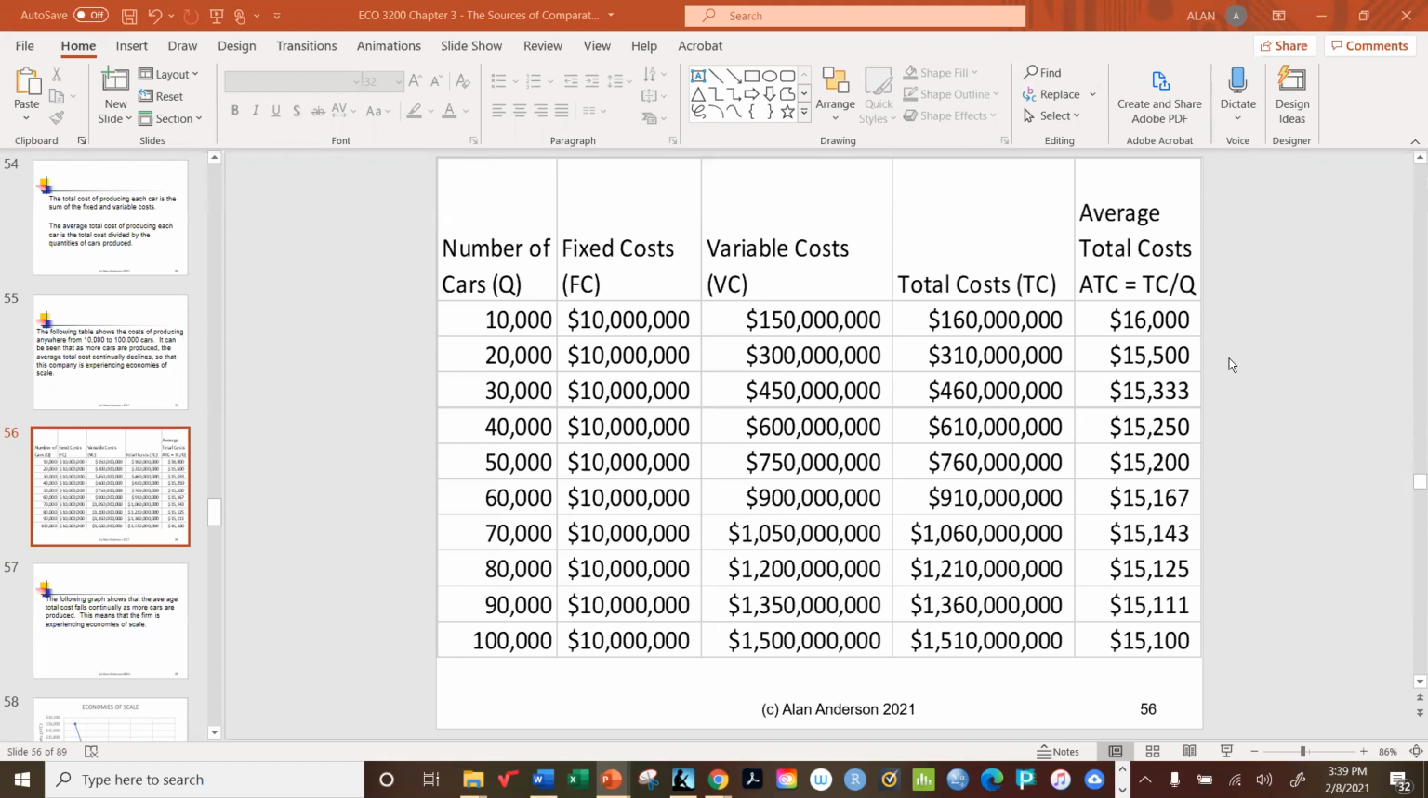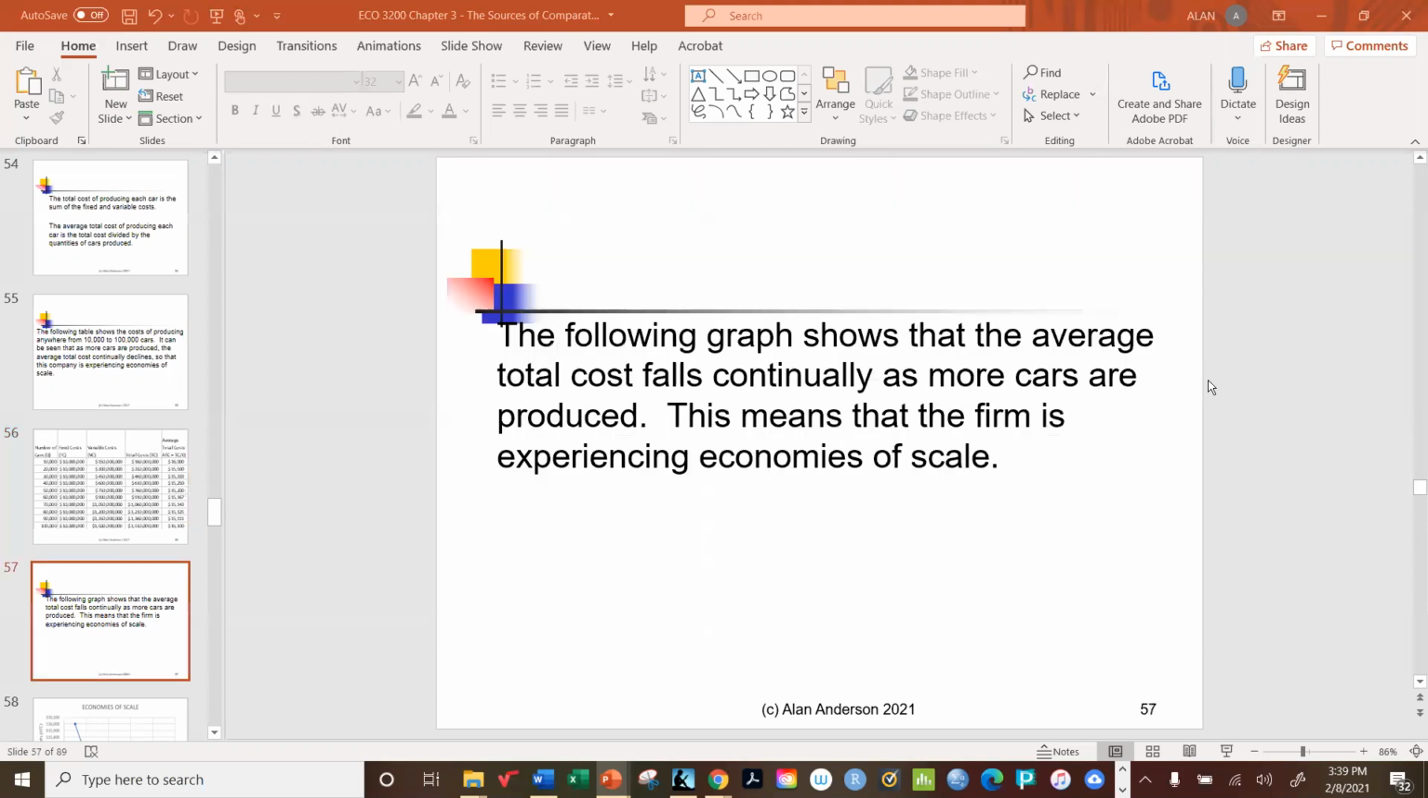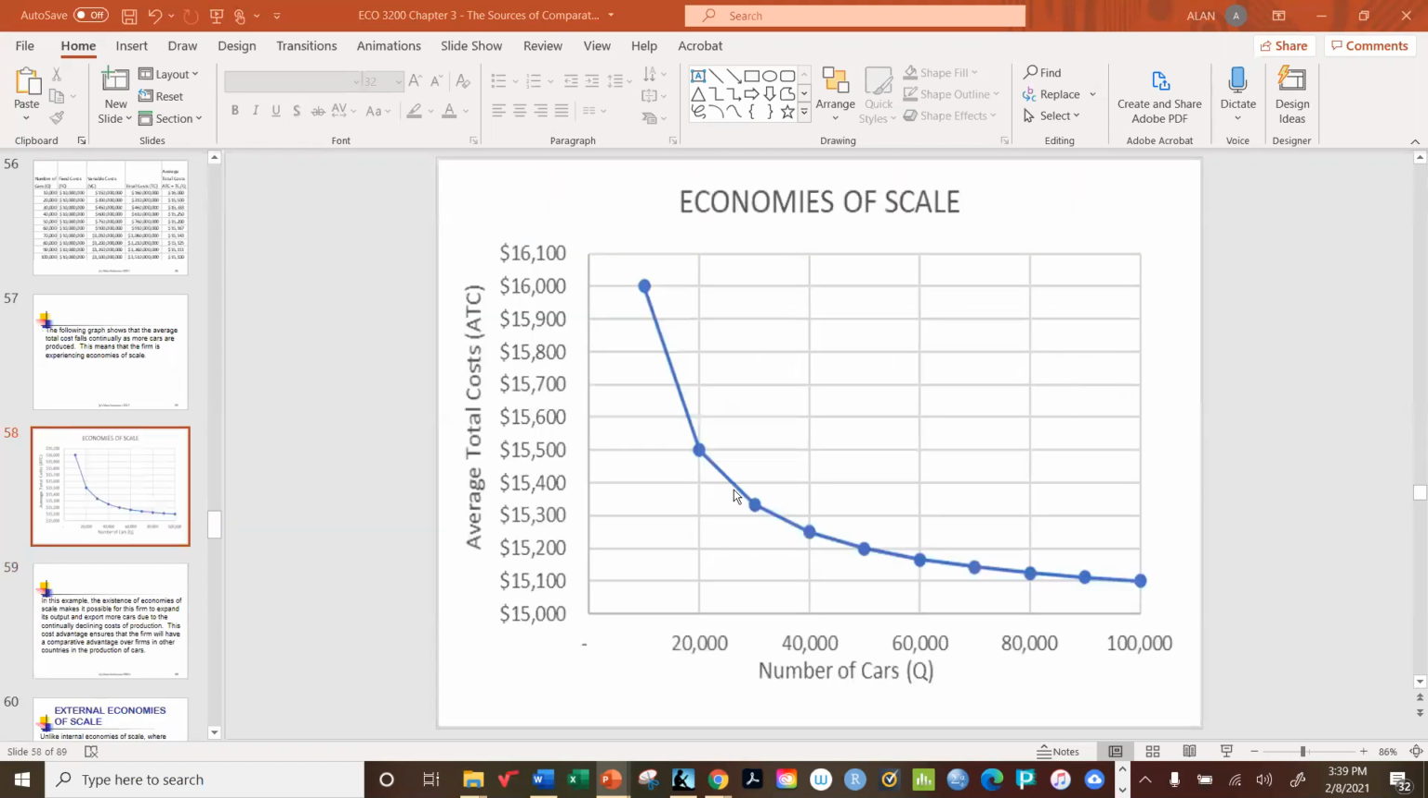And now I'm going to graph this for you and show you how this changes over output. So in other words, here's the average total costs. Here's the number of cars that I'm producing. And look what's happening. It's falling. And so this is what's happening with Walmart and Amazon. They keep getting bigger and bigger and bigger, and the cost per unit is going down, down, down.